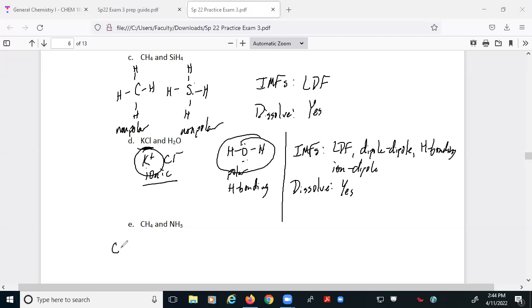All right, the last one, methane and ammonia.